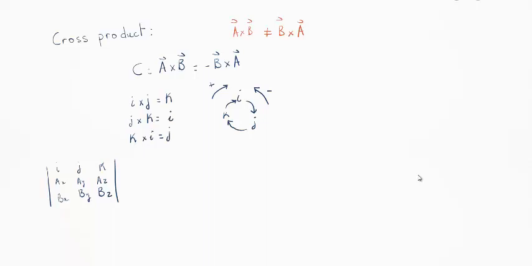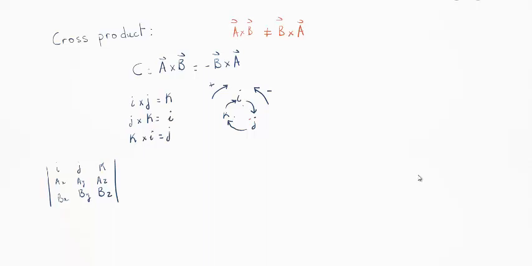Now if we cross product the unit vectors, i cross j gives us k, j cross k gives us i, k cross i is j. Basically you can just look at it as a circle, and going clockwise gives us positive, counterclockwise negative. So i cross j is k, k cross i is j, and so on.